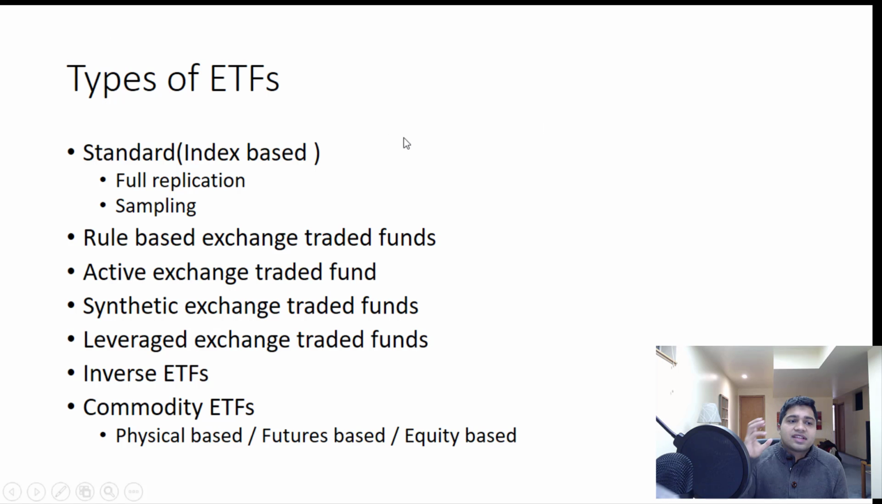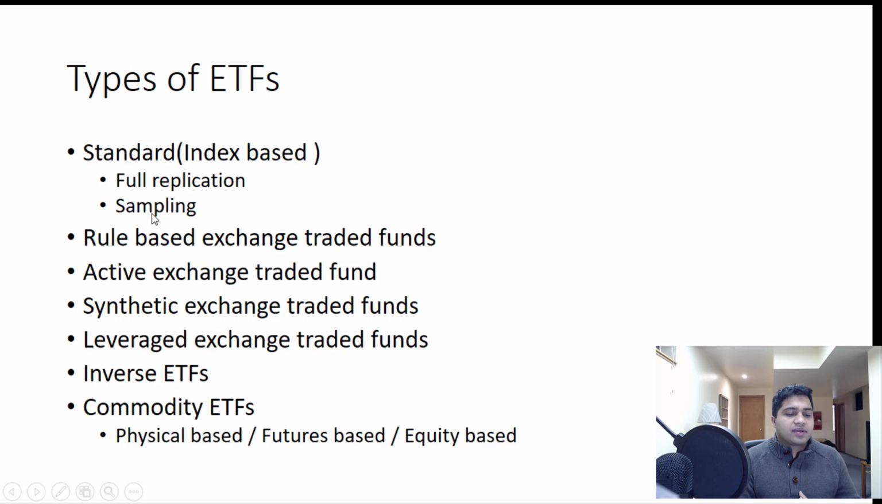Next, types of ETFs. There is the standard index-based ETF, which has full replication, so they replicate the index in totality. Whatever stocks, in whatever proportion, are in the index, they will buy that. Second, sampling, generally used with fixed income, because fixed income indexes may have 10,000 bonds in them. It is very difficult to go out and buy those 10,000 bonds. So what does the fund manager do? They pick and choose the bonds that overall represent the index and they buy only a sample.